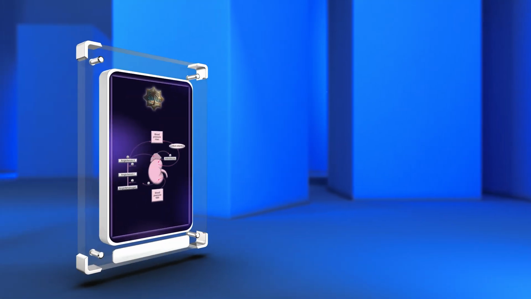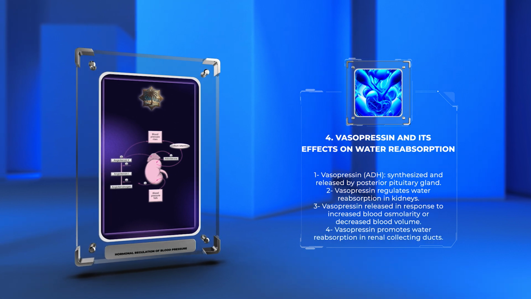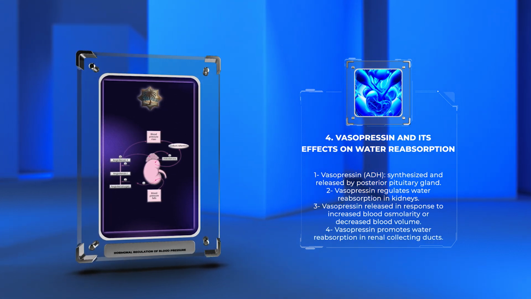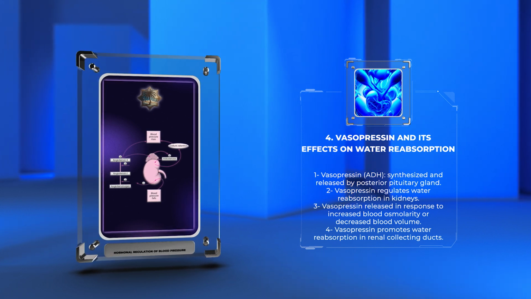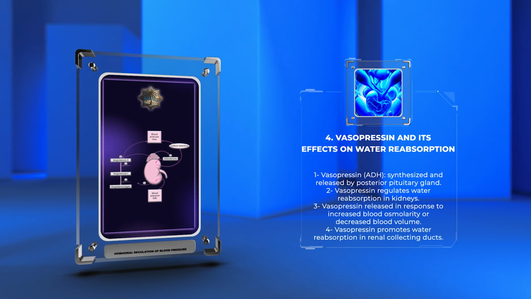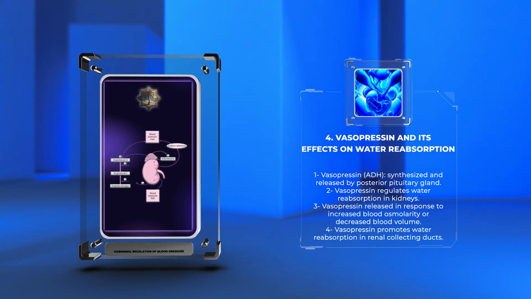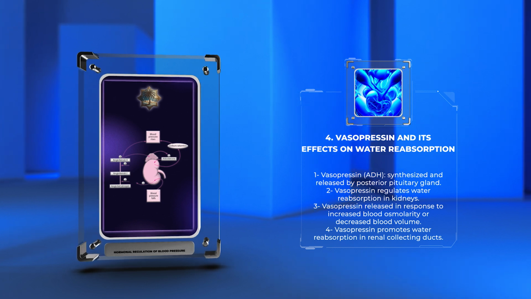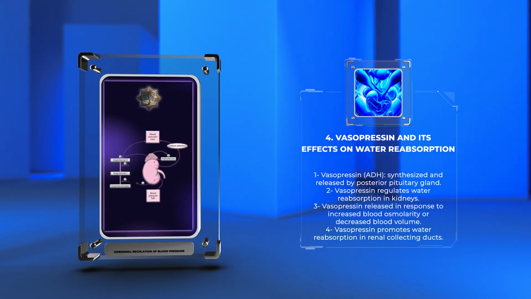Vasopressin, also known as antidiuretic hormone, ADH, is synthesized and released by the posterior pituitary gland. One of its primary functions is to regulate water reabsorption in the kidneys. When osmoreceptors in the hypothalamus detect increased blood osmolarity or decreased blood volume, vasopressin is secreted. Vasopressin acts on the renal collecting ducts, promoting water reabsorption, thereby reducing urine output and conserving body fluids. This process contributes to the maintenance of blood pressure.